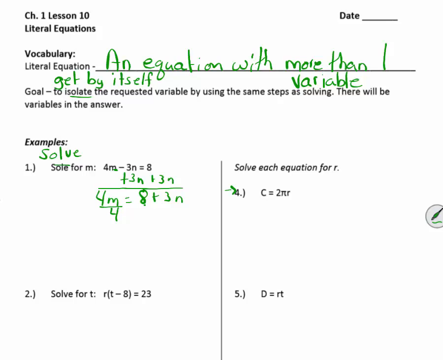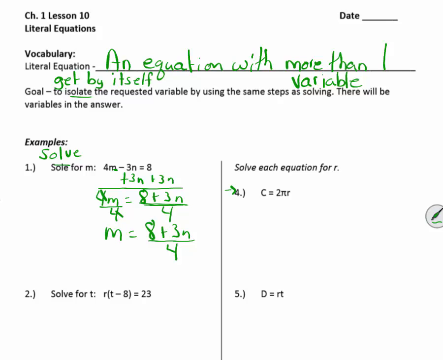Still don't have m by itself, so now I have to go through and cancel the 4 by dividing. Notice I put a line under this whole side of the problem. So the 4's cancel, right? That's my inverse property. And we just keep it, because I can't actually go through and do the division. I keep it like that. 8 plus 3n over 4. All right, let's try another one.